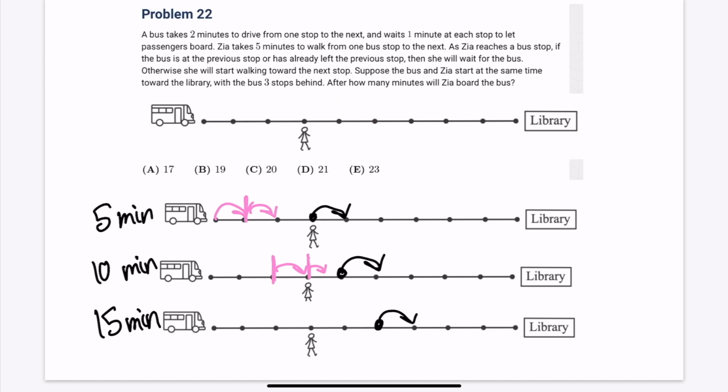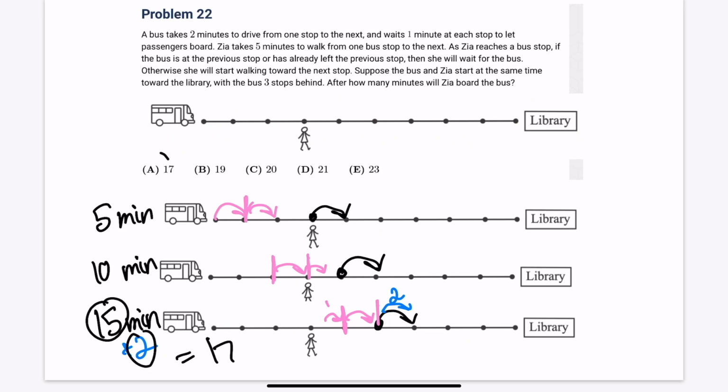The bus moves all the way to the next stop, so that's 1 minute because it was halfway. Then it waits for passengers for 1 minute, so that's a total of 2 minutes. It moves to the next stop for an extra 2 minutes, and then waits for passengers to board, which completes those 15 minutes. Now the bus is 1 stop behind Zia, so she'll wait for it to catch up. It'll take 2 minutes to catch up to her, and then she can board it. So the answer is 15 plus 2, which is 17.